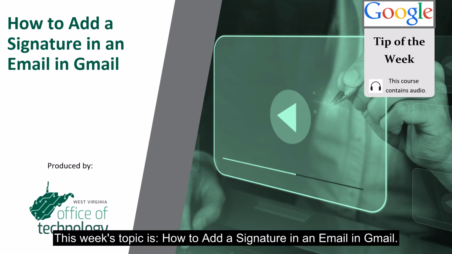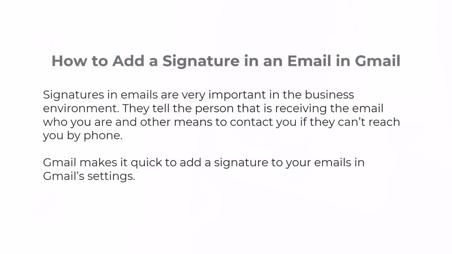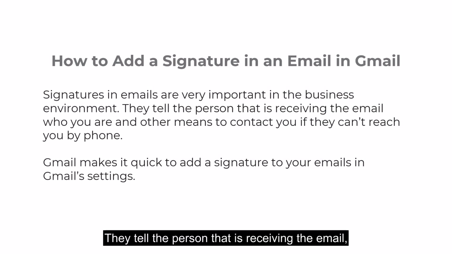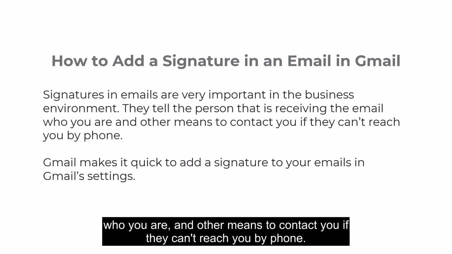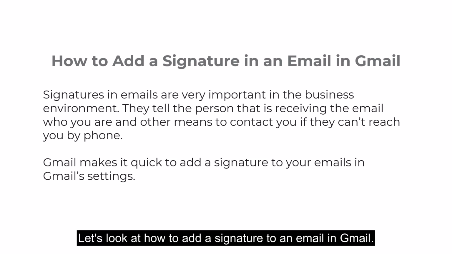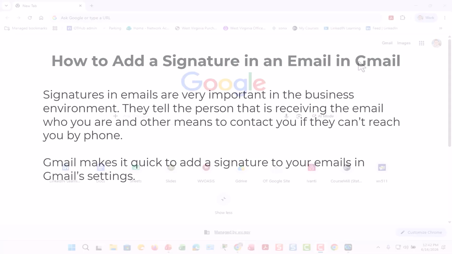This week's topic is how to add a signature in an email in Gmail. Signatures in emails are very important in the business environment. They tell the person that is receiving the email who you are and other means to contact you if they can't reach you by phone. Gmail makes it quick to add a signature to your emails in Gmail settings. Let's look at how to add a signature to an email in Gmail.